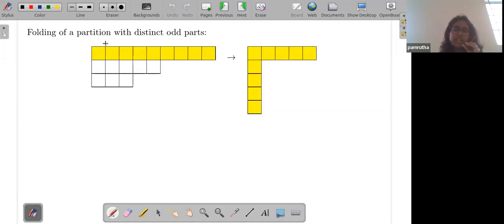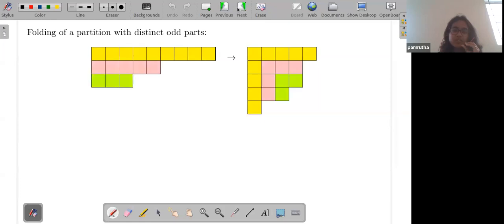How we do this is, just fold the first row in the middle. Then you will get something like a hook. Now repeat the same procedure for the next two rows. Then we will get something like this. So whenever we fold a partition with distinct odd parts, we get a self-conjugate partition. When we flip it, nothing is going to happen; it's basically the same because we are just folding it in the middle. This explains the one-to-one correspondence between partitions with distinct odd parts and self-conjugate partitions.